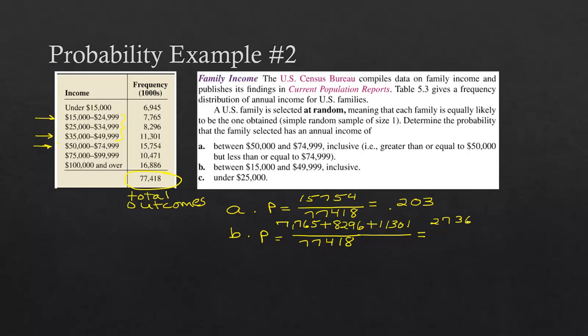27,362 all over 77,418. And when you do the division there, that's going to give you 0.353, which basically, if you were interpreting this, would tell you that 35.3% of the people fall into this category, the 15 to 49,999 category.